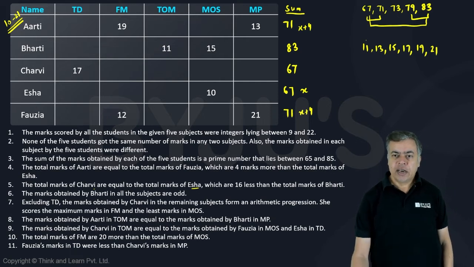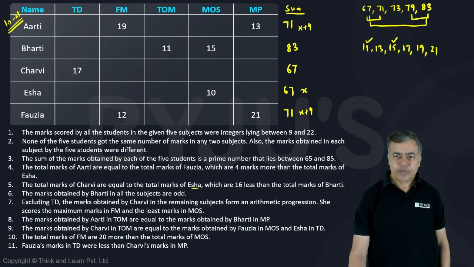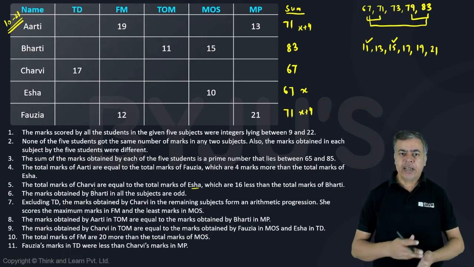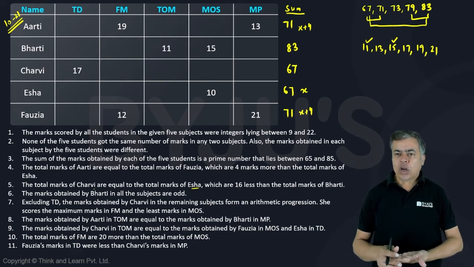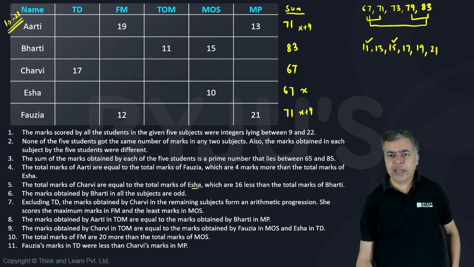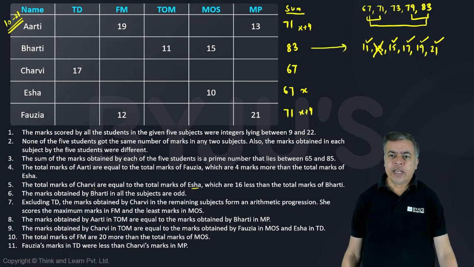11 is there already. 15 is already there. Total should be 83, right? Can I get the total of all these 6? The average will be 16. 16 into 6 is 96. So 96, if the total is 83. So 13 cannot be there. So the marks scored by Bharti will be 11, 15, 17, 19 and 21.